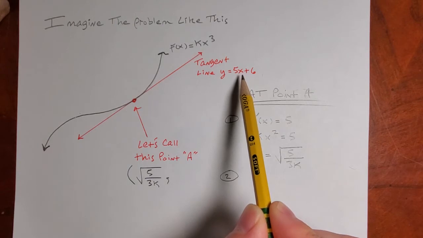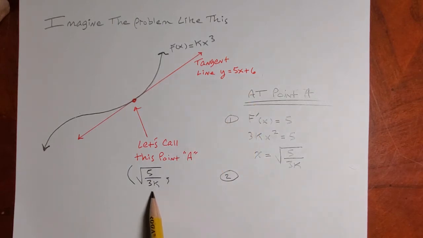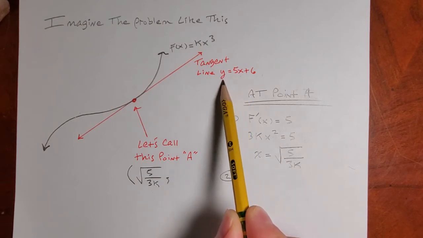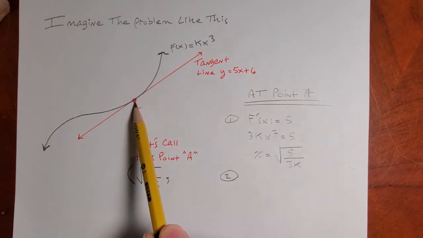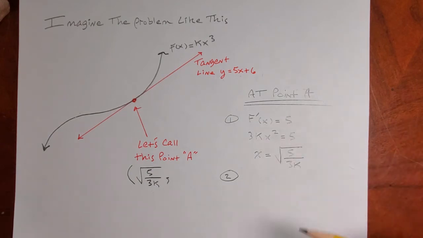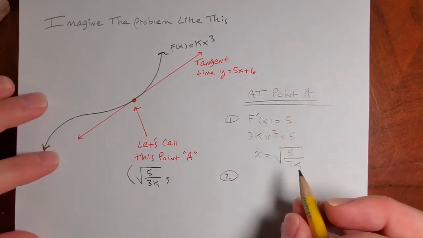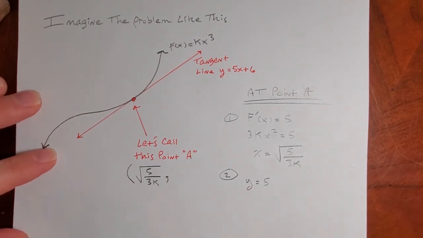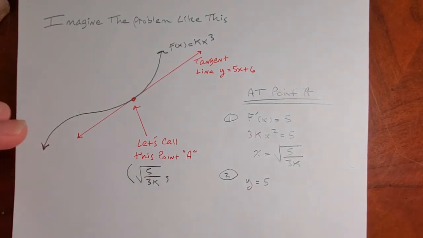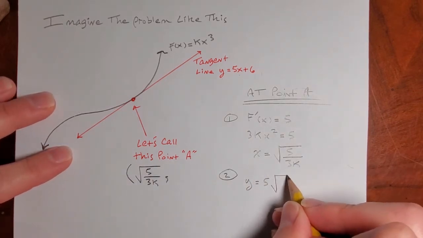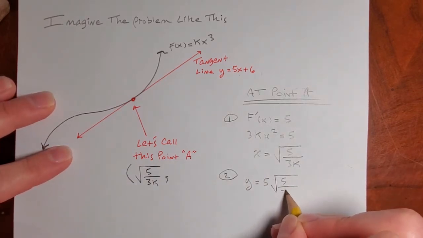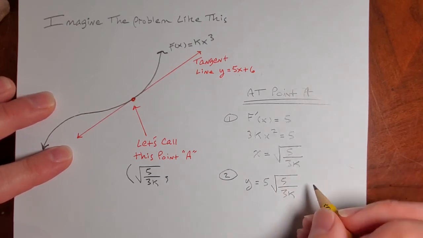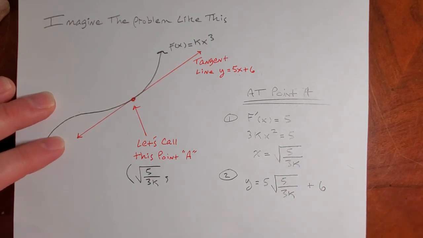All right? So imagine this. Imagine you put this x in there. You would find the y-coordinate here. And that's what I would like to know at this point. Okay? So we'll do this. We'll say y equals 5, and then the x-coordinate is root 5 over 3k. Right? So 5x and then plus 6.